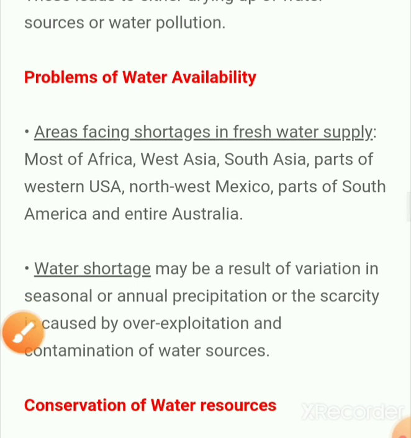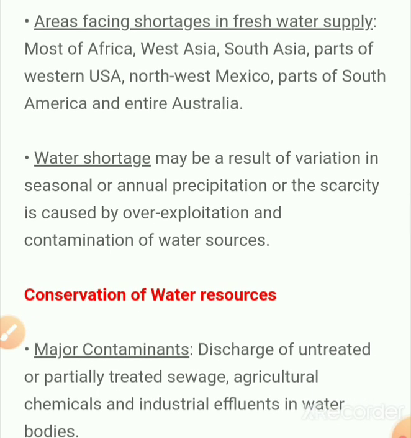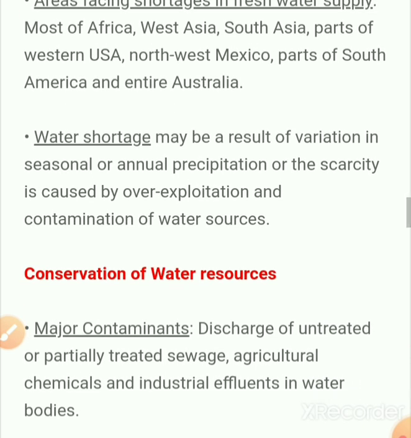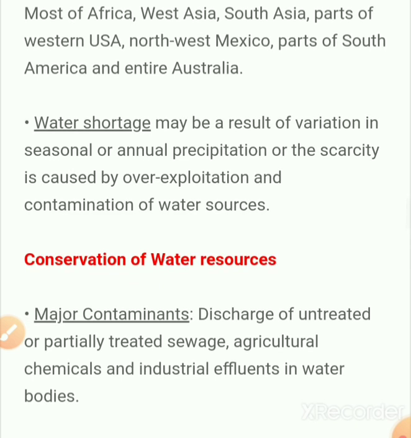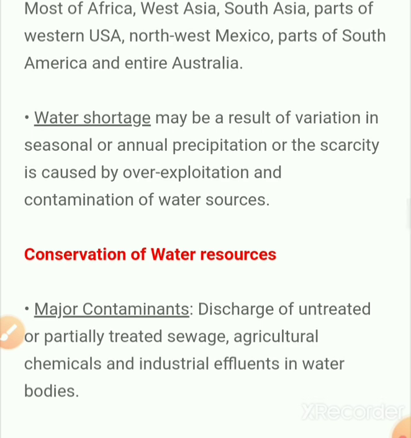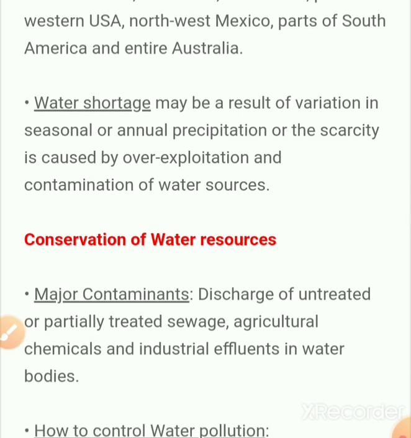The next one: problems of water availability. Areas facing shortage in fresh water supply: most of Africa, West Asia, South Asia, parts of USA, Northwest Mexico, parts of South America, entire Australia. In which areas are we facing water shortage? Africa, Asia, which is divided into West Asia and South Asia, then the USA in the American continent, Mexico, parts of South America and entire Australia. Almost all the continents are facing a shortage of water.